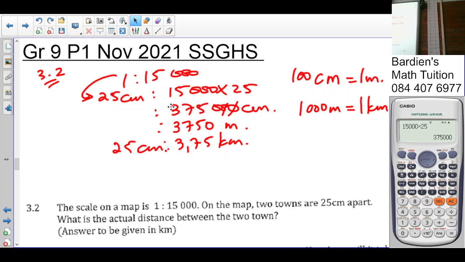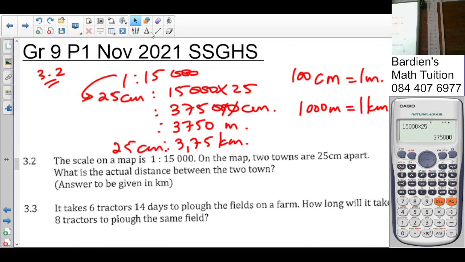I said 25 times 15,000 and then I got 375,000, divided by 100,000 and then I got 3.75. But if you divide that answer only by 1,000, if you were to say 375,000 divided by 1,000, it is not kilometers. You must first convert it to meters and then to kilometers. Or, as I said, if you know that it's 100,000 centimeters in 1 kilometer, you divide by 100,000. Okay? So it's not sufficient just dividing it by 1,000.